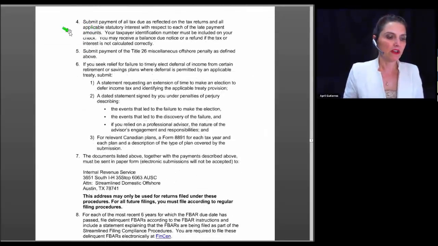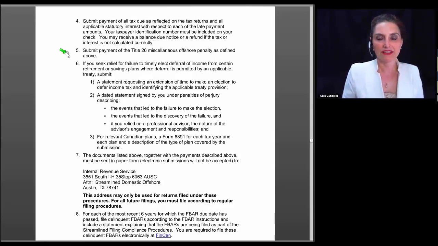Submit payment of all tax due as reflected on the amended tax returns and all applicable statutory interest with respect to each of the late payment amounts. Your taxpayer identification number must be included on your check, and you may receive a balance due notice or a refund if the tax or interest is not calculated correctly.